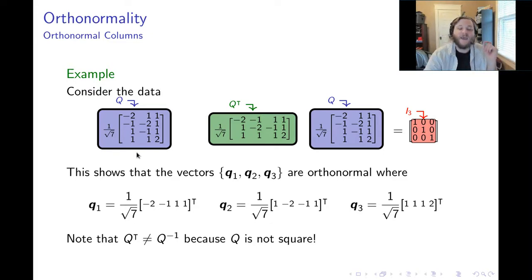So we have to be careful when we say that something is an inverse, because having an inverse means first and foremost that the matrix is square. So in this case, we can multiply Q on the left by Q transpose to get the identity, but because Q is not square, we can't say that Q transpose is the inverse.